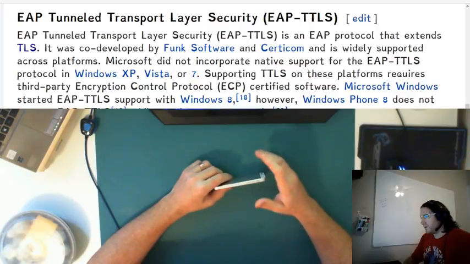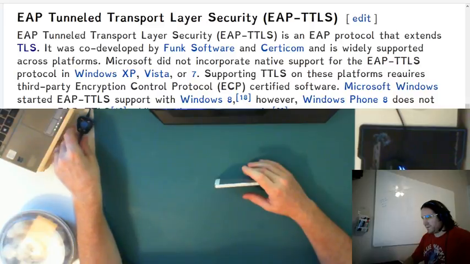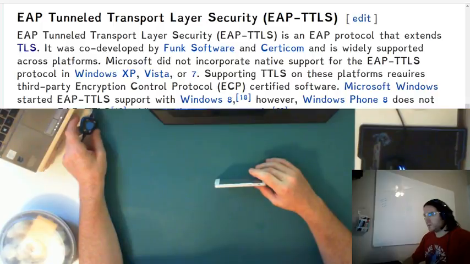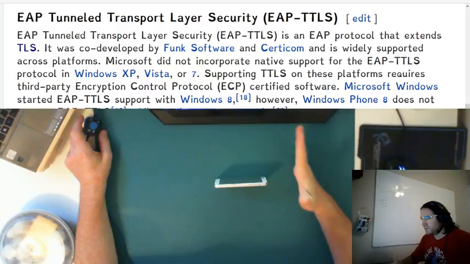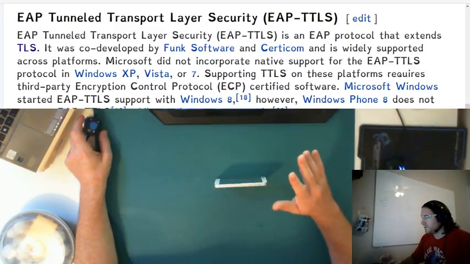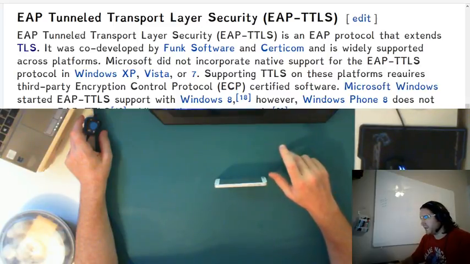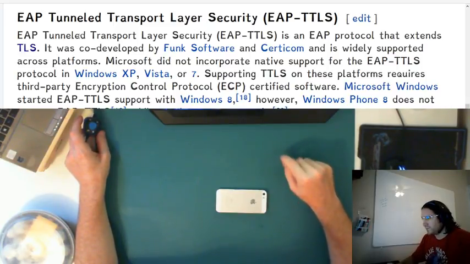Microsoft did not incorporate native support for the EAP TTLS protocol in Windows Vista or 7. Supporting TTLS on these platforms requires third-party encryption control protocol (ECP) certified software. Microsoft Windows started EAP TTLS support in Windows 8. However, Windows Phone 8 does not support TTLS, while version 8.1 supports it.